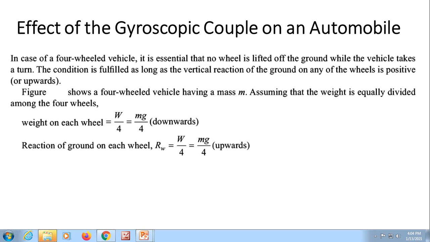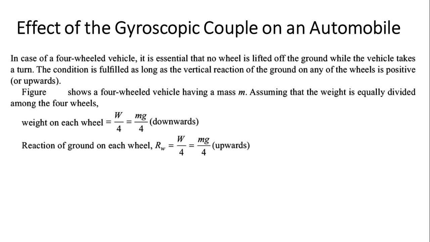So in the last class we had discussed different aspects of the gyroscopic effects on an aeroplane and for the disc also. So let us see how the gyroscopic couple will be acting on an automobile. If you consider a four-wheeled vehicle when it takes a turn, the condition to be fulfilled is that the vertical reaction of the ground on the wheels is positive, that is upwards.